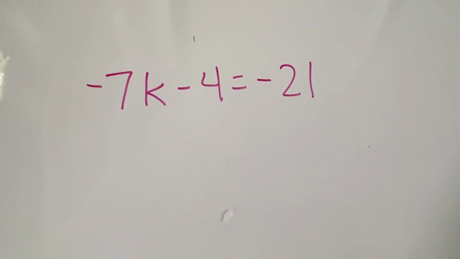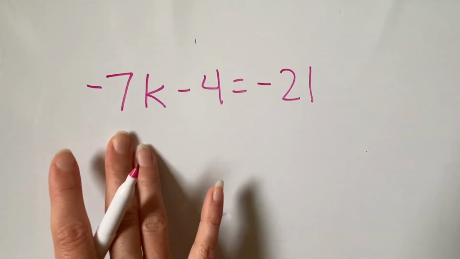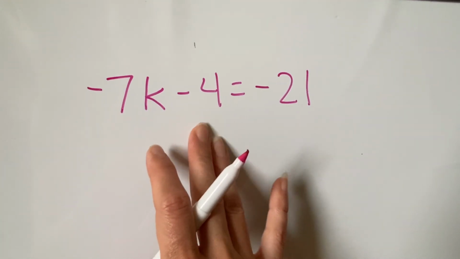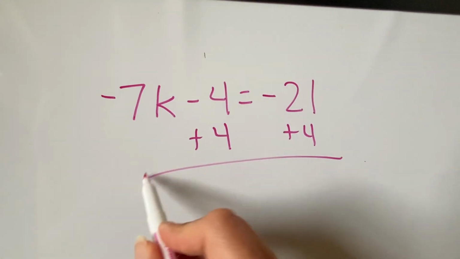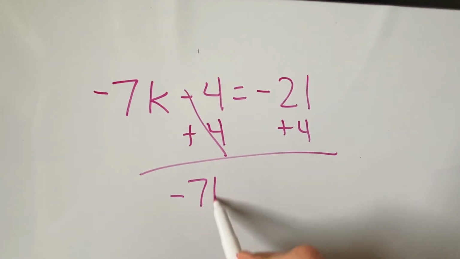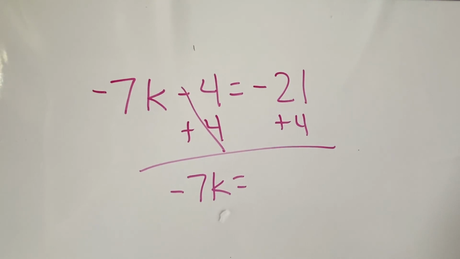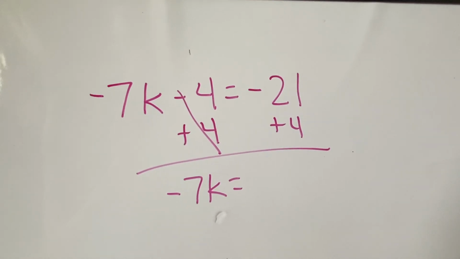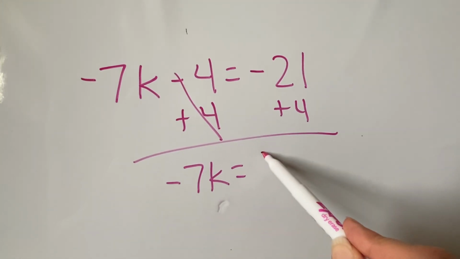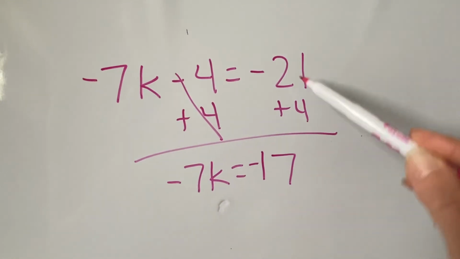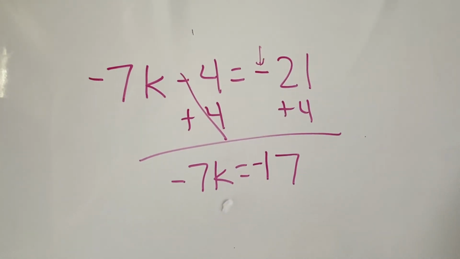Negative 7k minus 4 equals negative 21. We're solving for k. We want k to be by itself, so we're going to focus on getting rid of this first by adding 4 to both sides. Negative 7k equals negative 21 plus 4. Two different signs, so you subtract, and what do we get? 17. And it's negative because the negative is in front of the 21, and the 21 is the bigger number.